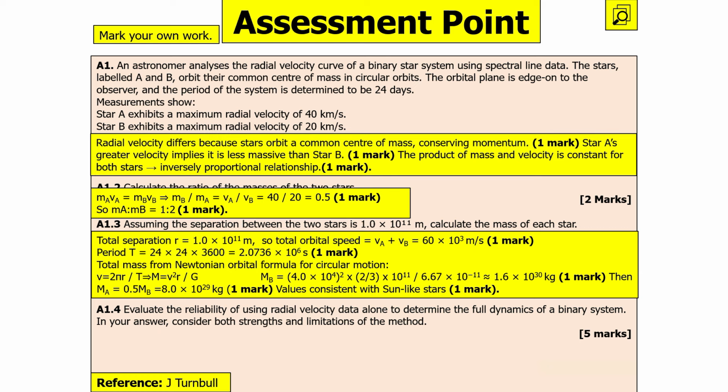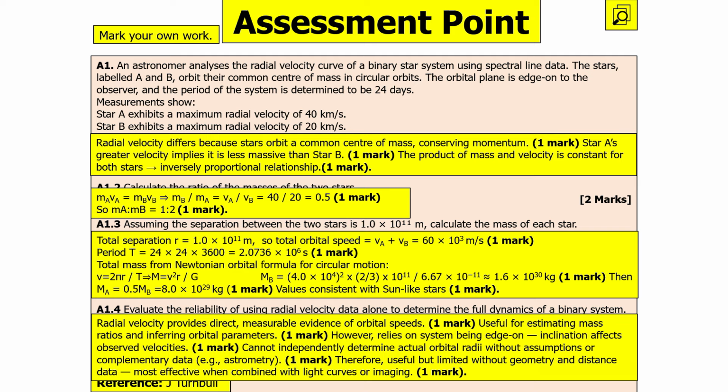And we worked the previous question, mass A is half of that, so it's 80 times 10 to 29 kilograms, and those values are consistent with sun-like stars. Now, the radial velocity method provides direct measurable evidence of orbital speeds. It's useful for estimating mass ratios and inferring orbital parameters.